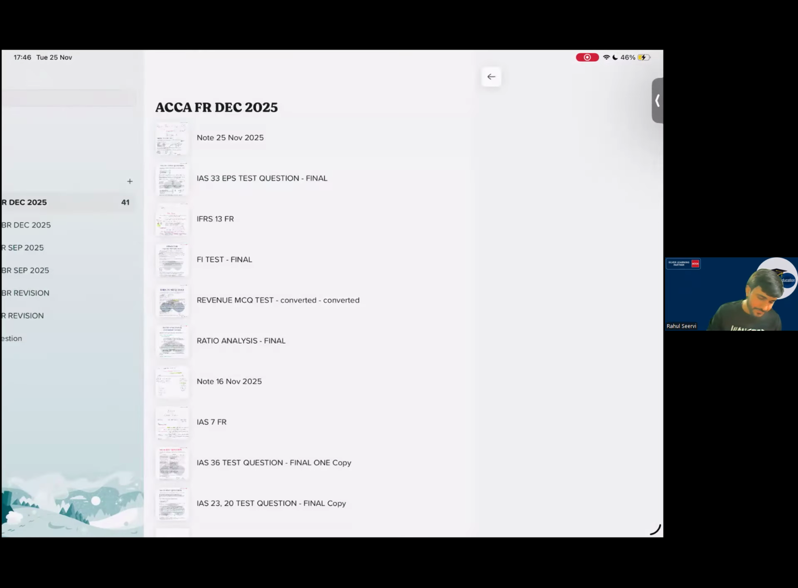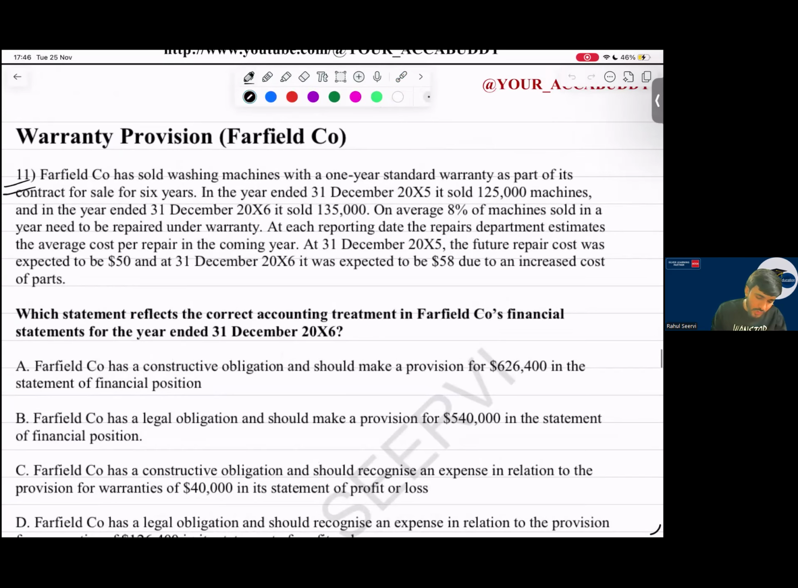See here now. F has sold washing machines with a 1 year standard warranty. Standard warranty means which standard? IAS 37, sir. As part of its contract for a sale for 6 years. Okay, 6 year sale. In the year ended 31st December 2005, it sold 125,000 machines.